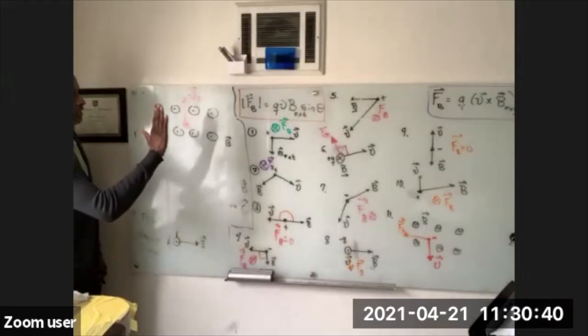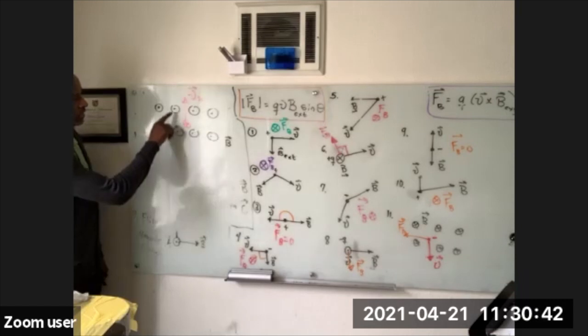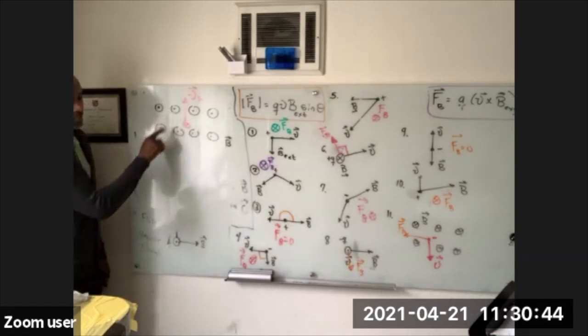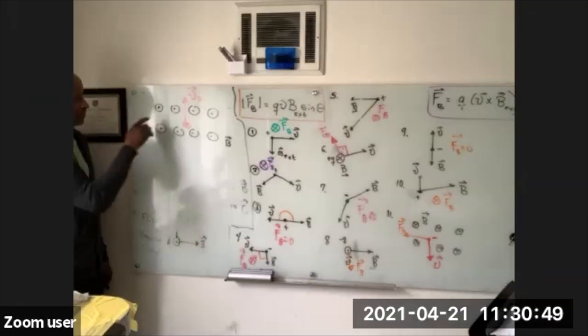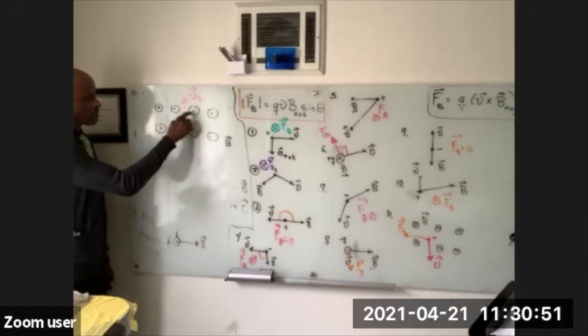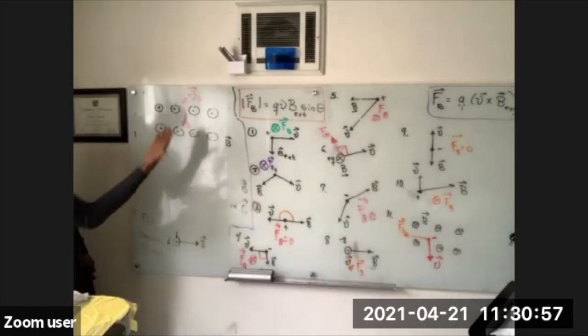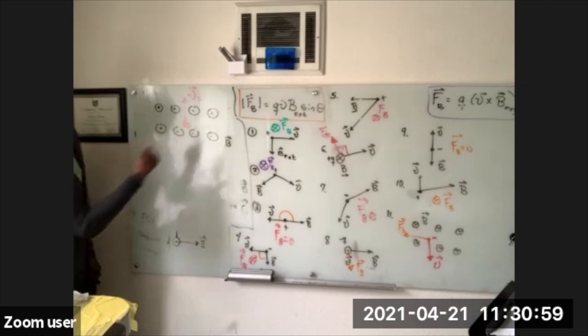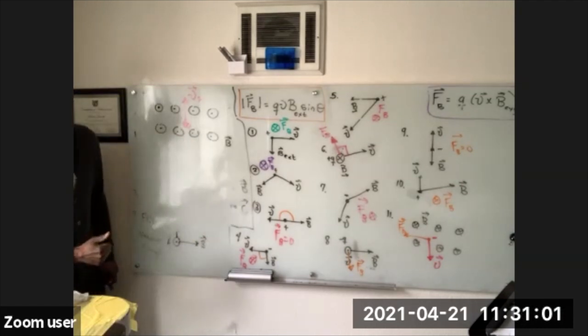So V cross B, but the magnetic field, that's out of the page. Oh, I thought you said into the page. Oh, did I? Sorry. I might have, but that's fine. Yeah. So V cross B is to the right. Very good. All right. Thank you so much.